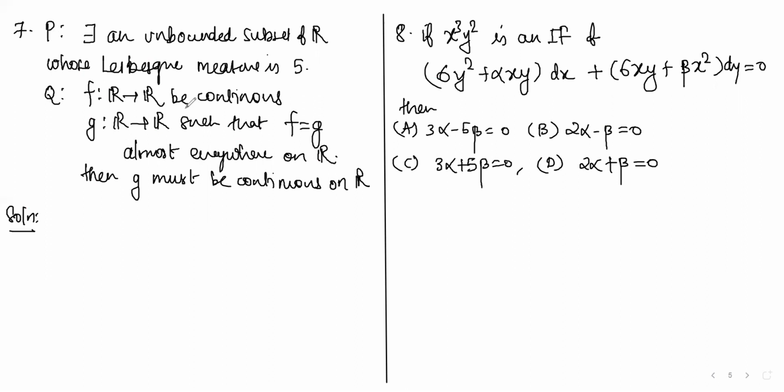For g, we don't have any data. It says that g is from R to R such that f equals g almost everywhere on R. That is fine. That means there are n number of points for which f and g may disagree. Then it says that g must be continuous. At first appearance, it may seem that this Q is correct, because we may get the wrong impression that g is from R to R and f is equal to g almost everywhere on R, then g must be continuous.